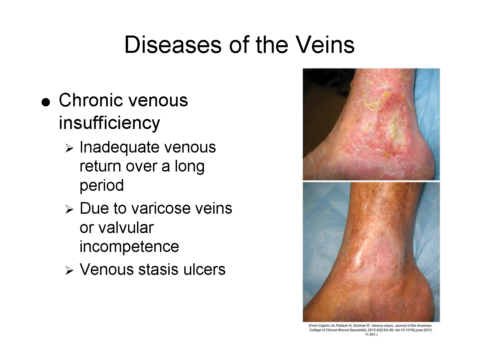Chronic venous insufficiency results from inadequate venous return over a long period, commonly due to varicose veins or valve incompetence. This condition can lead to venous stasis ulcers, which are painful and difficult to heal. Proper management of venous circulation is crucial to prevent progression and complications.